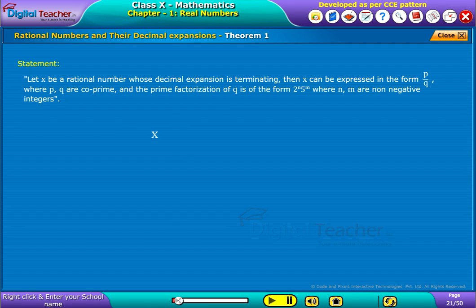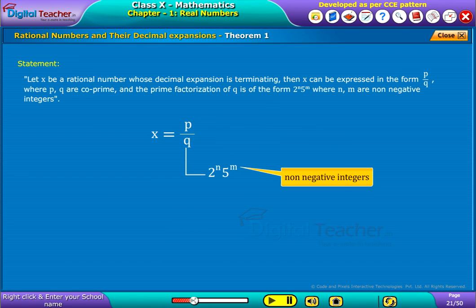Let x be a rational number whose decimal expansion is terminating. Then x can be expressed in the form of p by q, where p, q are co-prime and the prime factorization of q is of the form 2 power n, 5 power m, where n, m are non-negative integers.